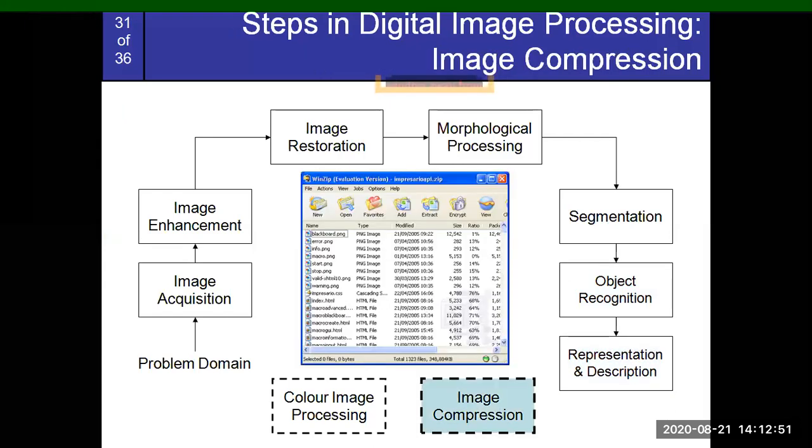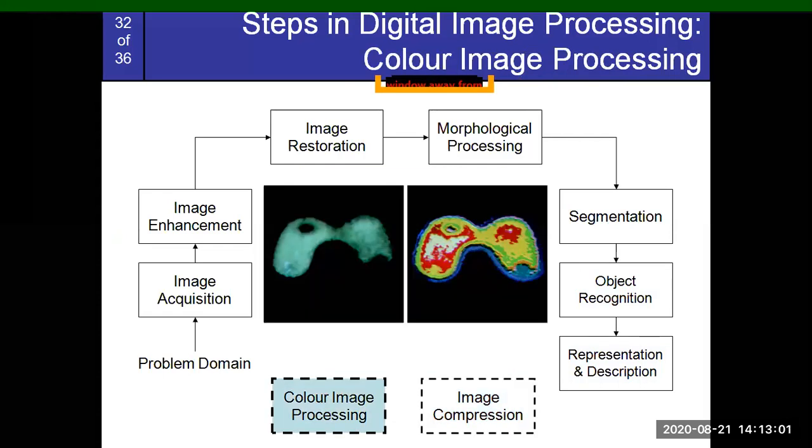And here, image compression. This is like your zip, as I already told you, WinZip. Okay, zipping methods. Next, color image processing. If you observe here, the first one is monochrome and the second one is a color image. The first one is for normal grayscale image processing, and the second one is color image processing. So in color image processing, we are using color images instead of monochrome images. These are the main fundamental steps involved in digital image processing.